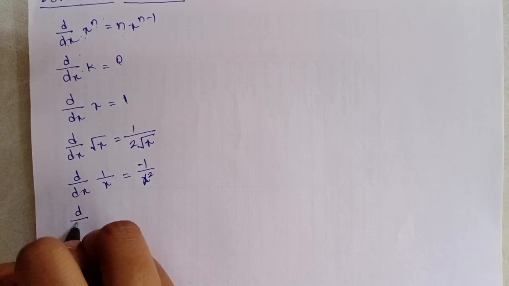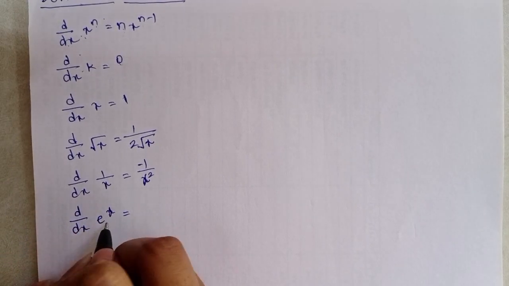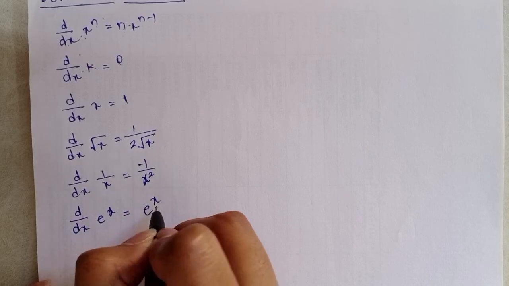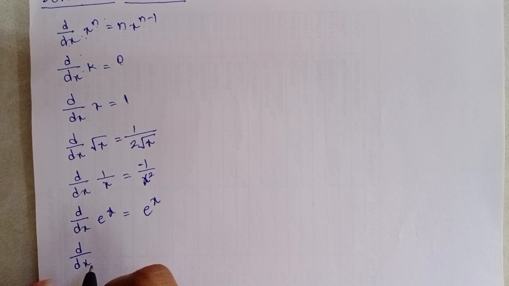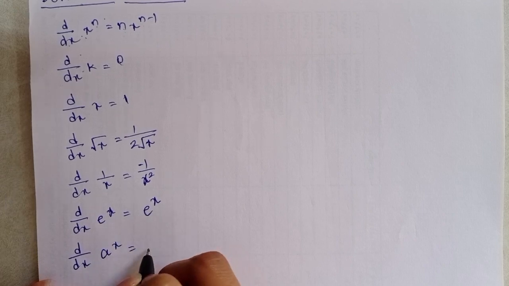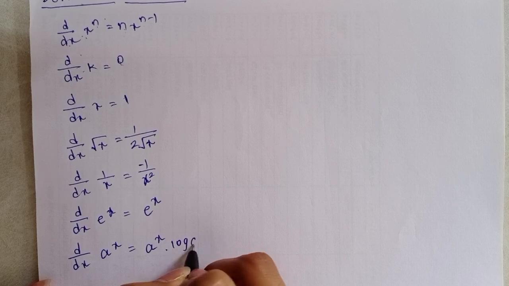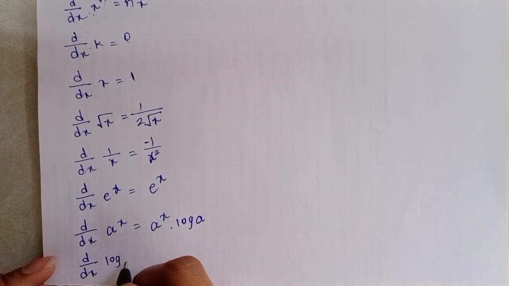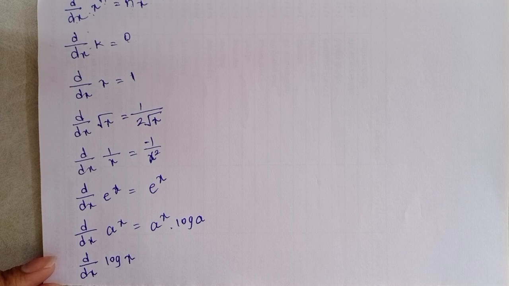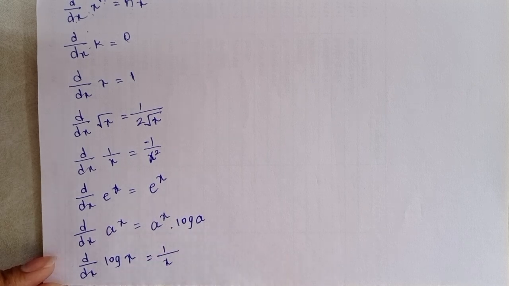Next formula is derivative of e raised to x. Derivative of e raised to x will be e raised to x. Derivative of a raised to x is a raised to x into log a. Derivative of log x can be written as 1 upon x.